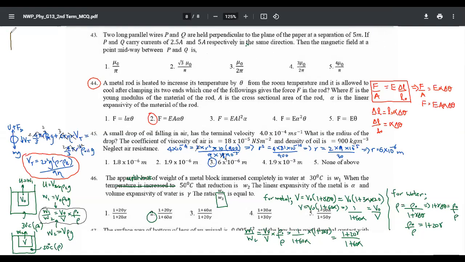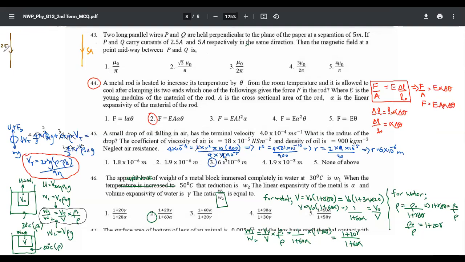Two wires separated by a distance of 5 meters. I'll use two different contrasting colors to show them like this. In this one, I'll take the current as 5 ampere, same direction. That's very important. Same direction. In this one, the current is 2.5 ampere.